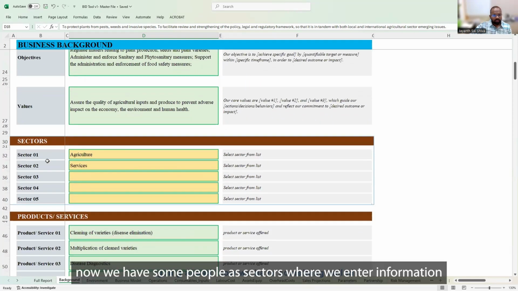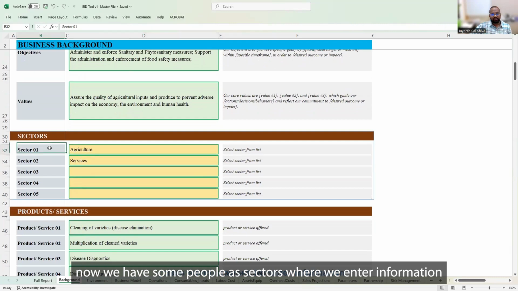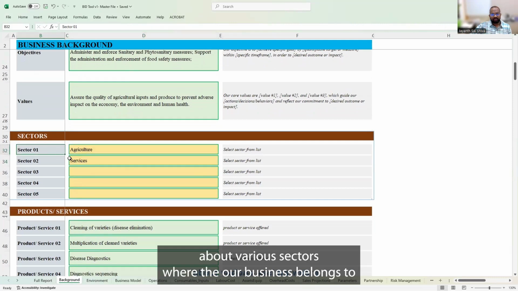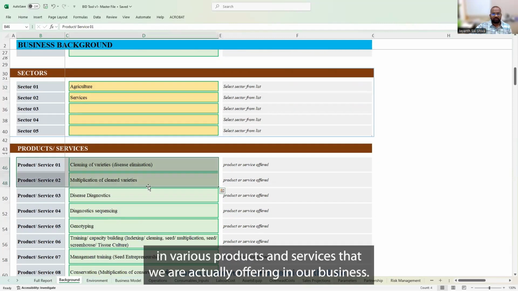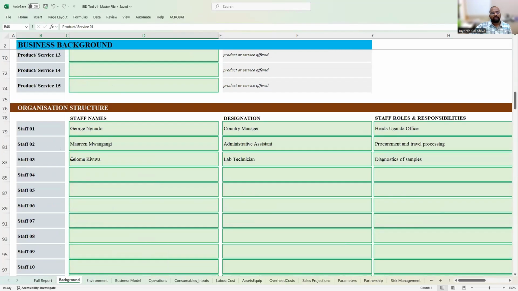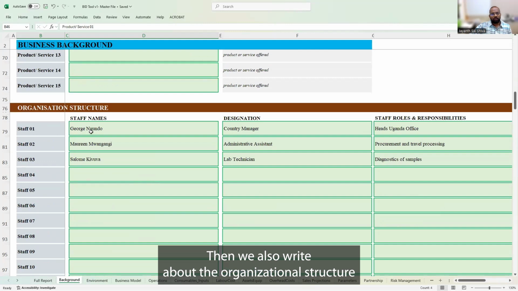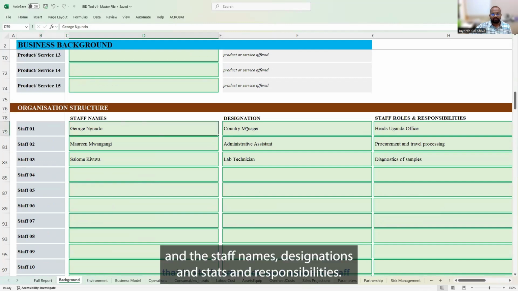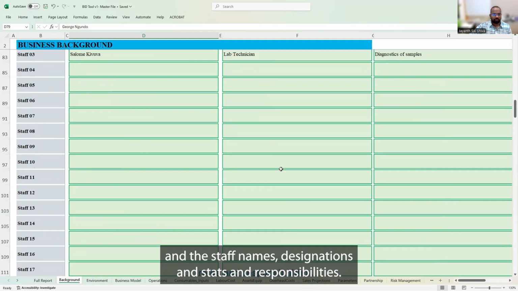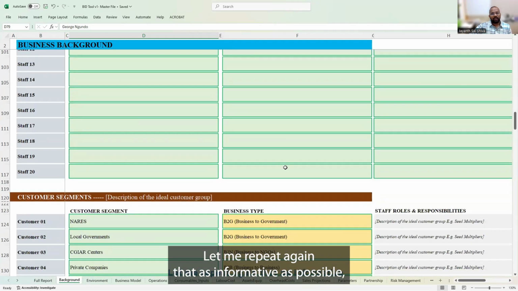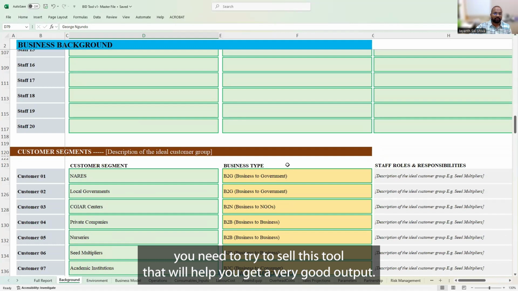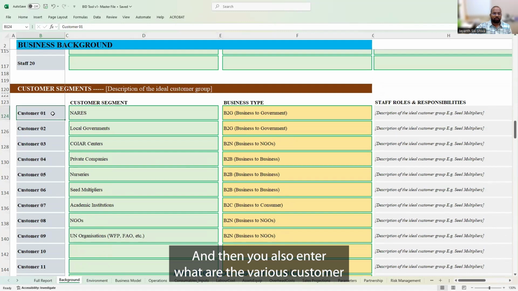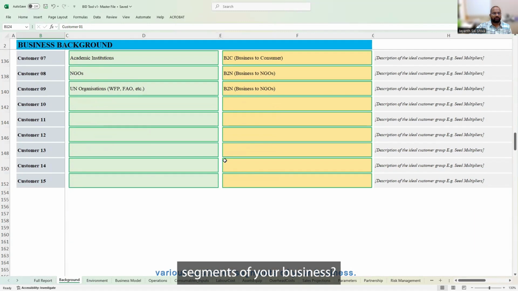Now, going ahead, we have something called sectors, where we enter information about the various sectors our business belongs to, then the various products and services that we are offering in our business. Then we also write about the organizational structure, that is staff names, designations, and staff's roles and responsibilities. Let me repeat again that you need to try to fill this tool as informatively as possible. That will help you get a very good output. And then you also enter the various customer segments of your business.